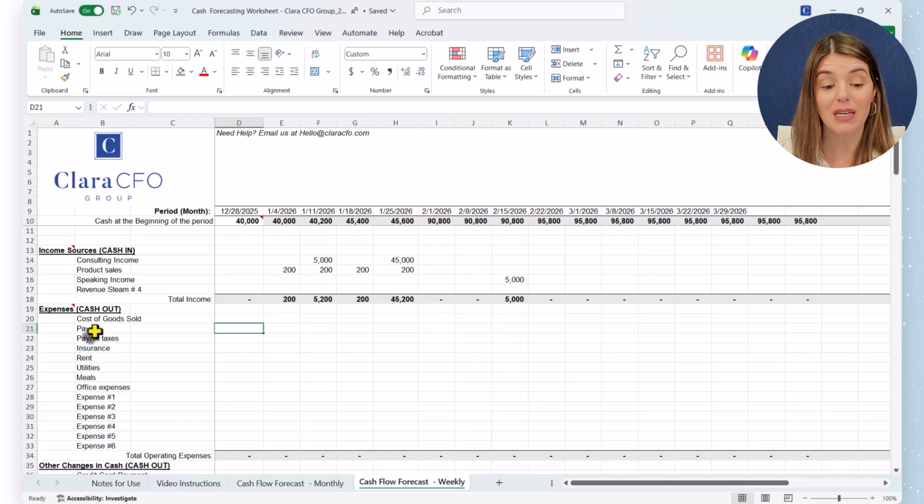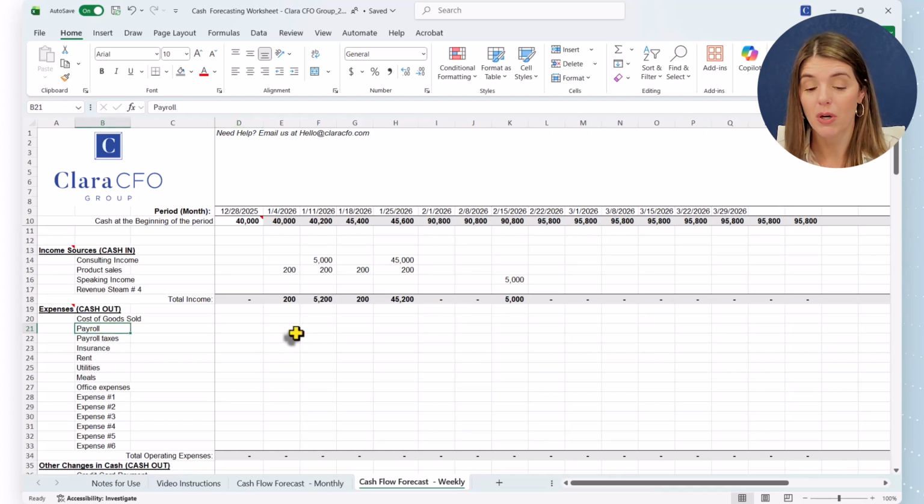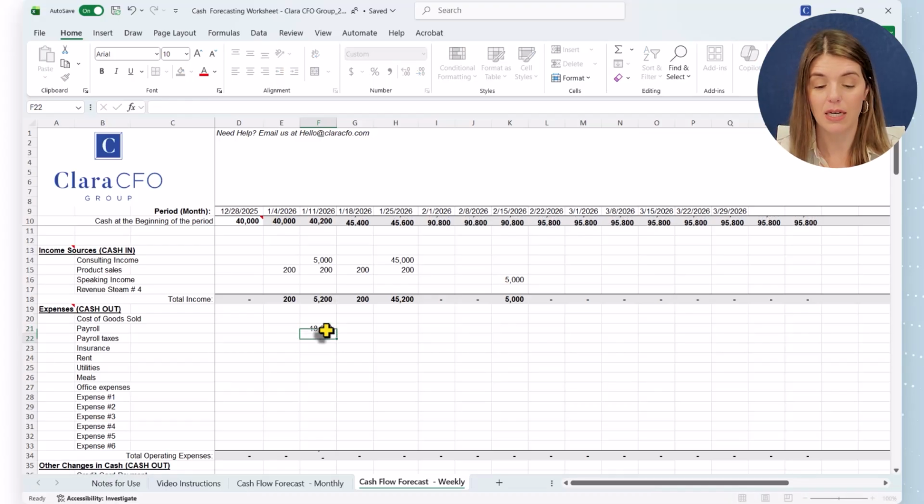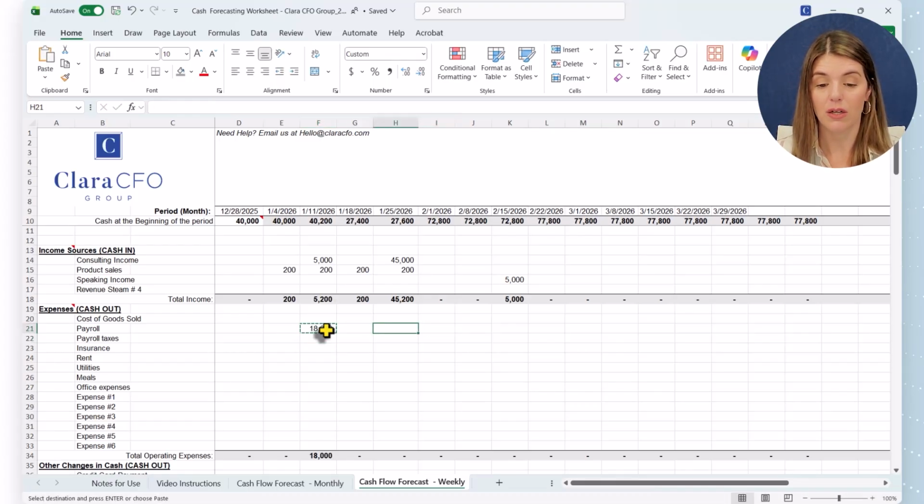One of the big things is going to be your payroll. You should know when your payroll is going to post and when they're going to take the money out of your bank account. You can go to your payroll provider and get a really clear indication of exactly when that is. For the purposes of this, I want to say our payroll goes out on the 15th and the 30th of the month. So that would be in this week of January 11th. Let's say the payroll is $18,000, and then 2 weeks later, it's $18,000, maybe just every 2 weeks. So I'm going to go ahead and put that in here.